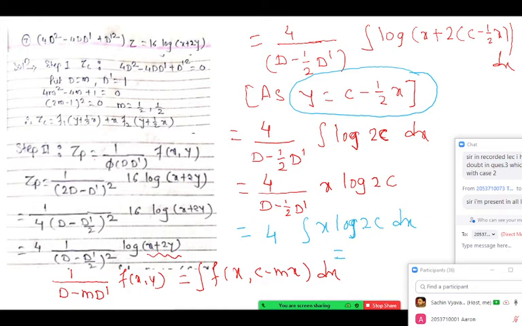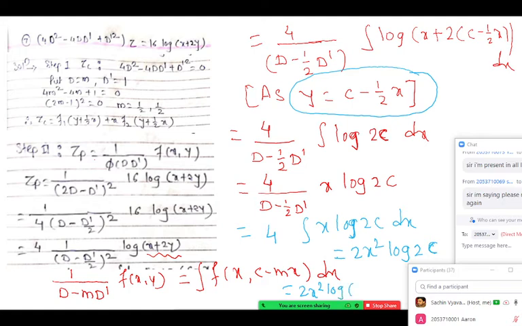Integrate now. So log 2c is a constant as it is. Integral of x is x square by 2. 2 gets cancelled. So it is x square by 2 log 2c. That's the answer. But the last step is left now. Resubstitute the value of c, and if you replace the value of c again, the final answer becomes x square by 2 log of x plus 2y, and that is a particular integral.